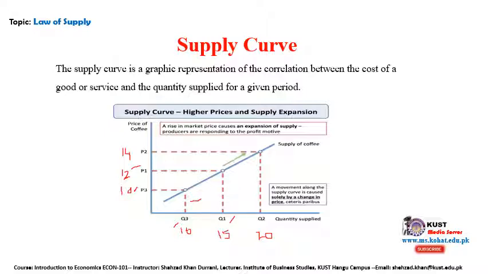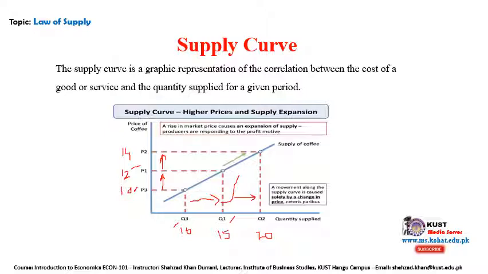You can see an expansion in the supply here. Here you can see an expansion in the supply, right? And this is actually the increase in the price. This actually represents what? An increase in the price. So it means that if there is an increase in the price, there will be an expansion in supply, right? So a rise in market price causes an expansion of supply.